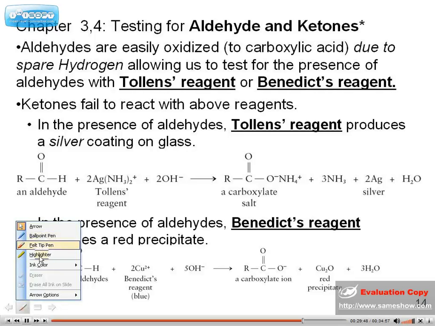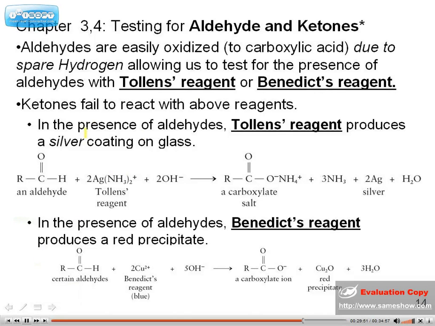You need to know that these are used to test for the presence of aldehydes. The name of the first reagent is called Tollens' reagent. The name of the second reagent is called Benedict's reagent. So this is Tollens' reagent right here. This is Benedict's reagent. These are used to test for aldehydes. If it turns out there's silver or a blackish silver coating on the inside of your test tube, then it's positive for an aldehyde.